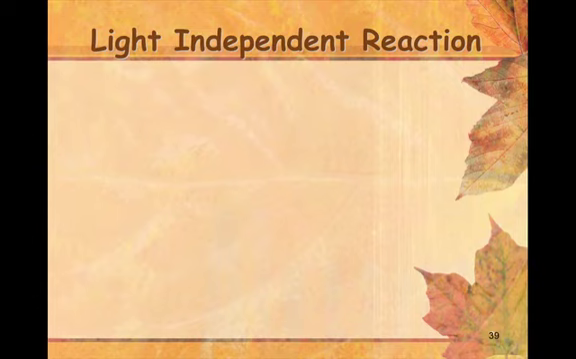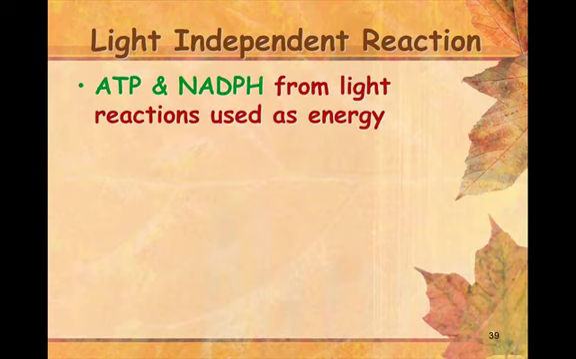Now we're going to talk about the light-independent reaction. Remember, the light-independent reaction does not directly use light. It uses the ATP and the NADPH from the light reaction. So the independent reaction uses ATP and NADPH from the light reaction in order to fuel that particular part of the cycle.